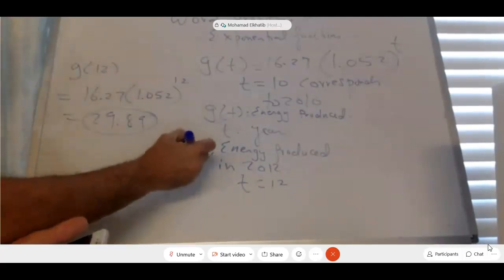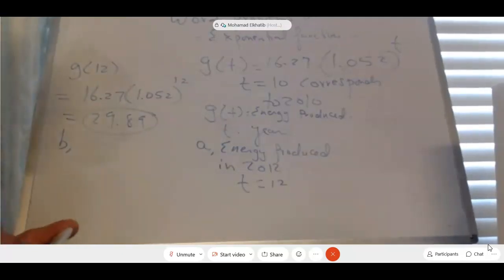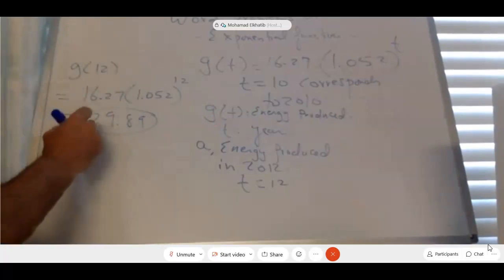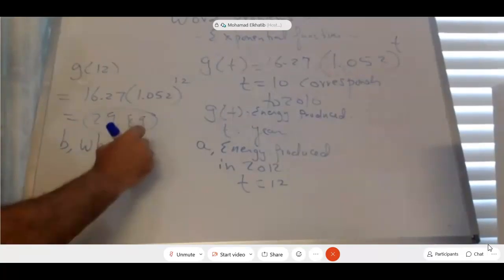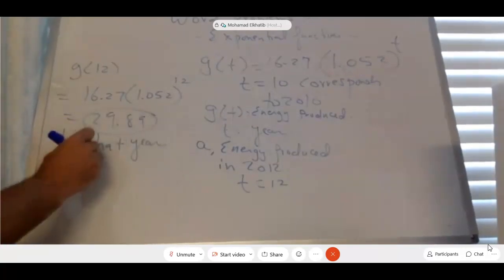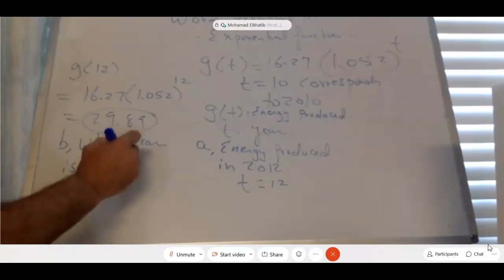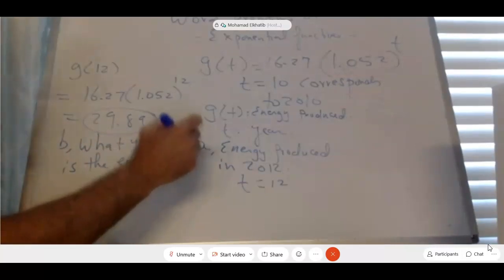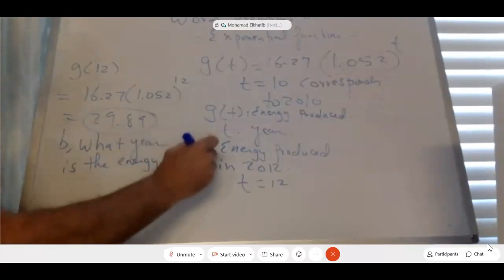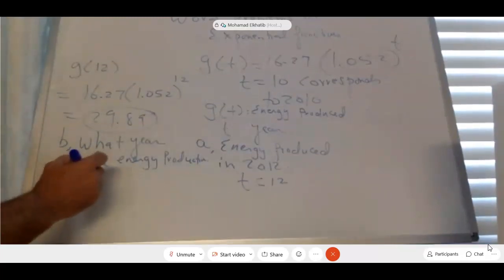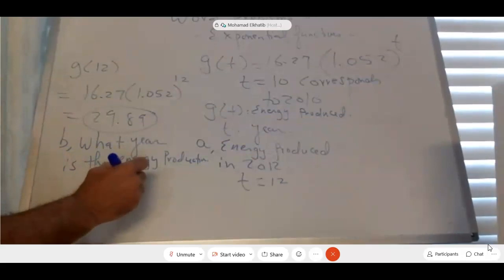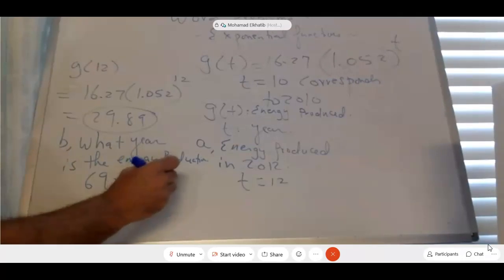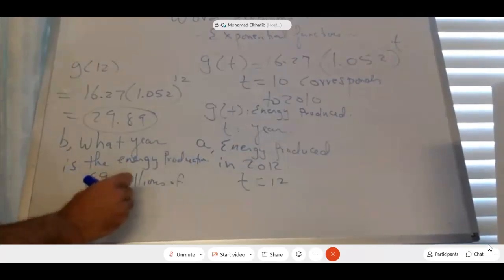Now, I'm going to call this part A. Part B, listen carefully, class. Part B is difficult. Everybody pay attention. Get your calculator ready. Okay. What year is the energy production 69 millions of gallons of barrels?